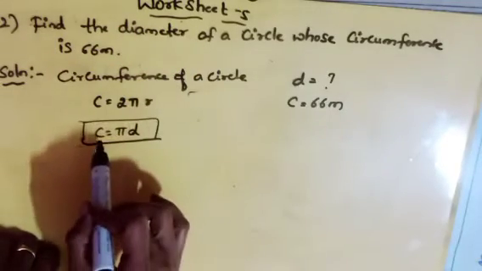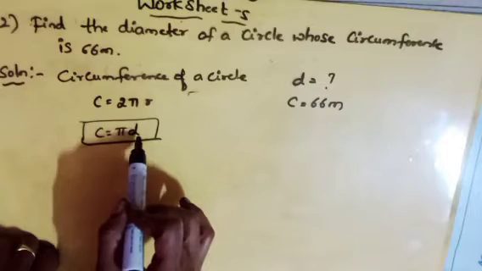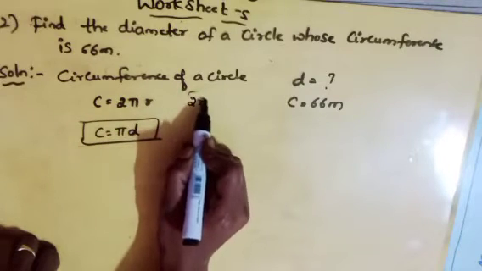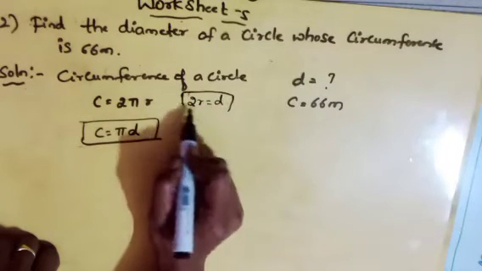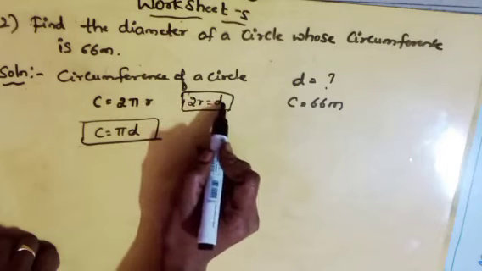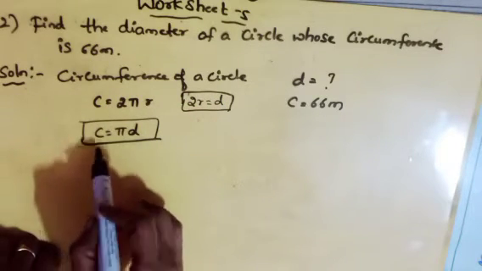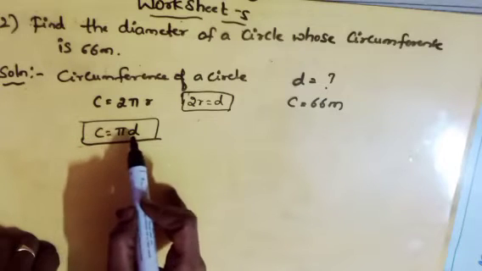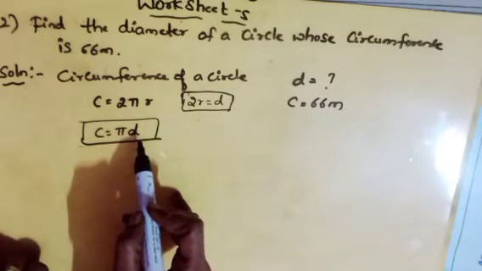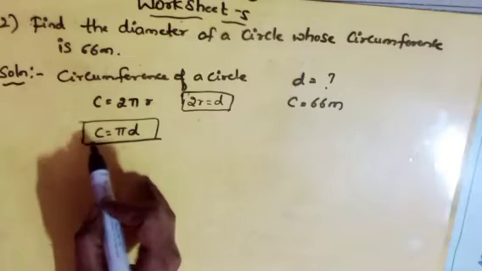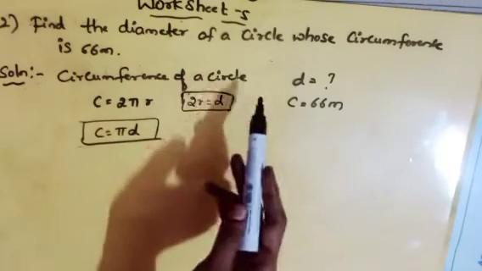So we can use this formula, C equals pi d, because 2r equals d. 2 times the radius equals d. So we can write this formula as C equals pi d, where C is the circumference of a circle and d is the diameter of a circle. So by using this we can solve the second one.